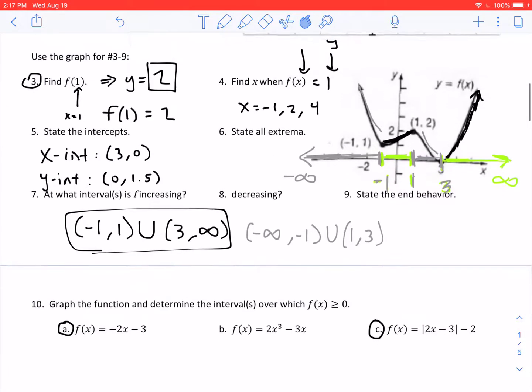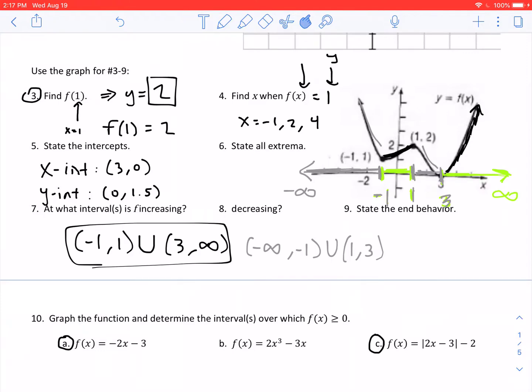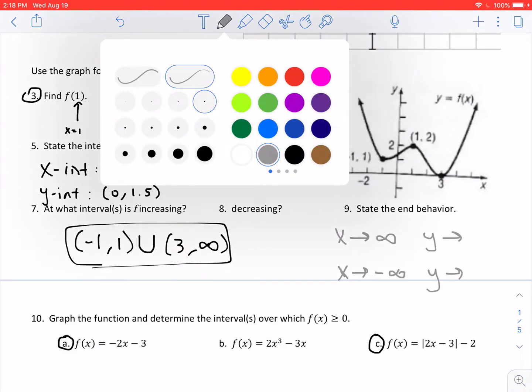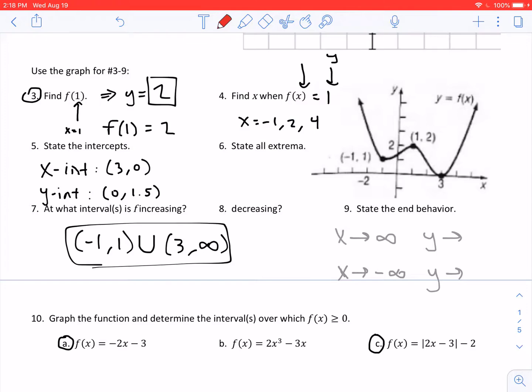All right, last question here is to state the end behavior. So let's look at end behavior. Here's how we're going to write end behavior. You may remember in Algebra 2 writing this as x approaches infinity, y approaches, and then you gave an answer. And as x approaches negative infinity, y approaches, and then you gave an answer. Okay? So what are the answers to this? Well, this here we would call the right end behavior, and this here we would call the left end behavior.